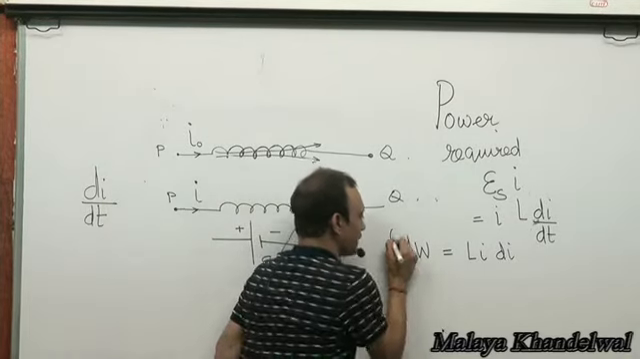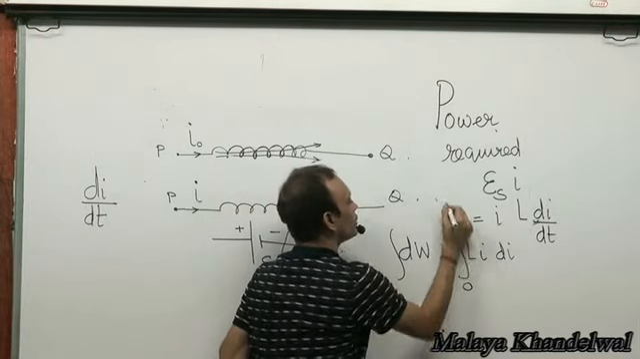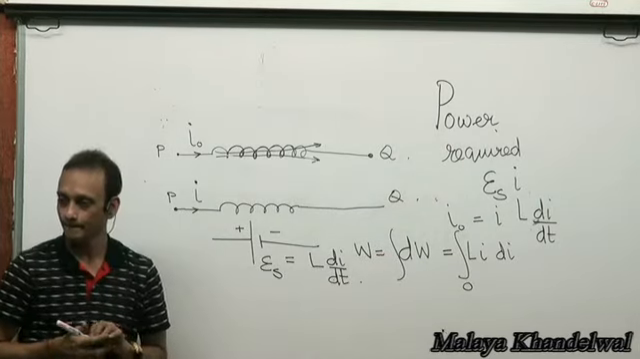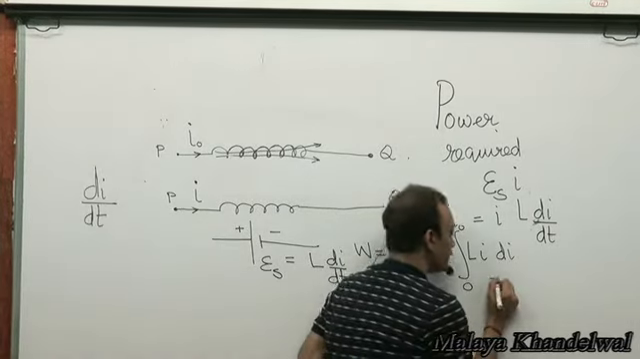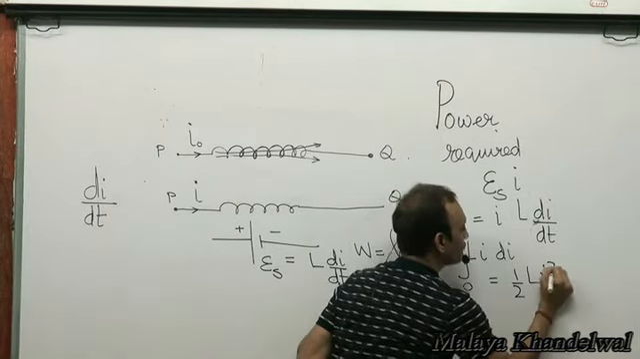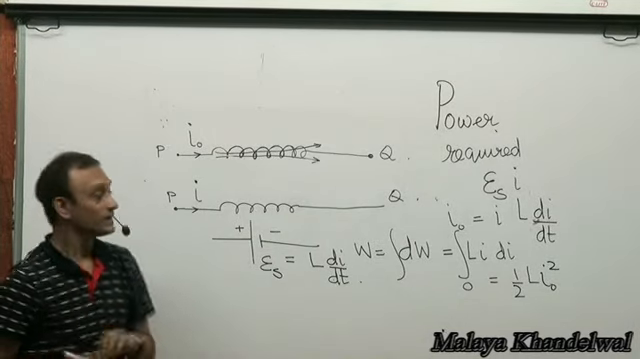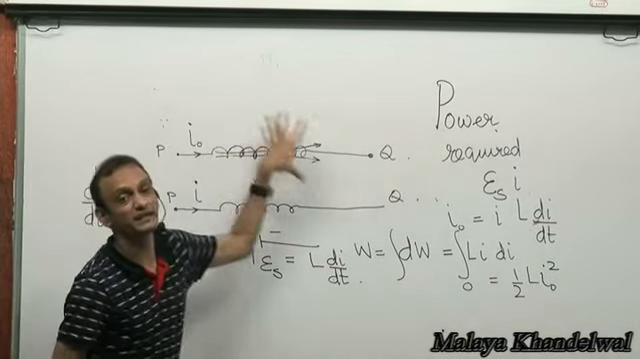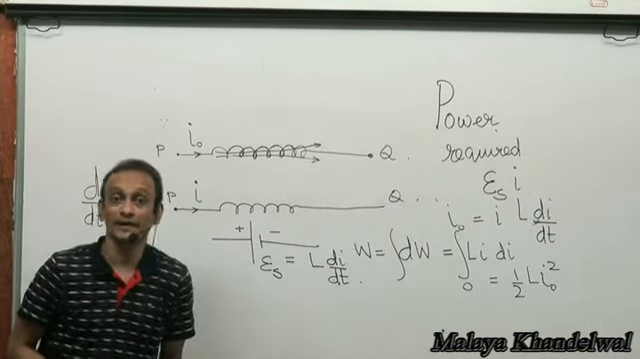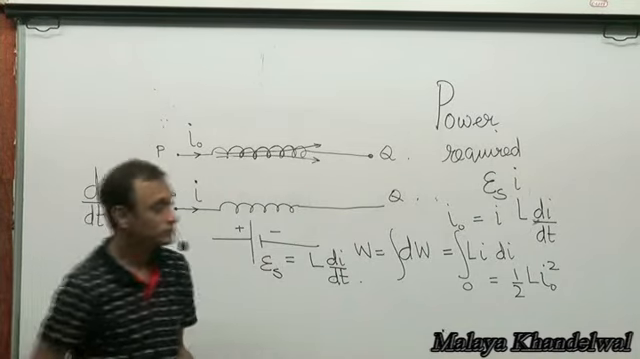The total work done to build a current from I equal to 0 to I equal to I naught will be this, which then, as you can readily see, turns out to be half L I naught squared. That's the energy stored in the magnetic field in this coil, in this inductor element, when it has a current I naught associated with it. Clear?